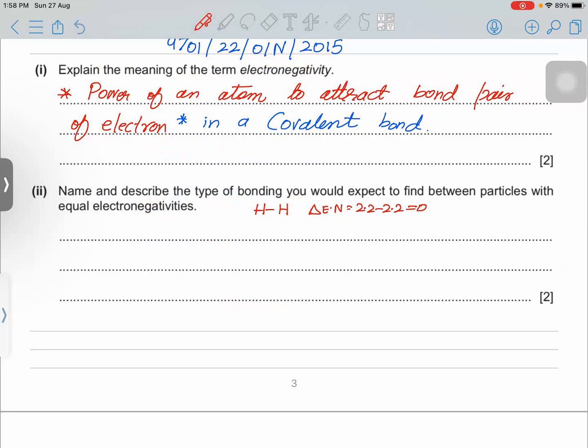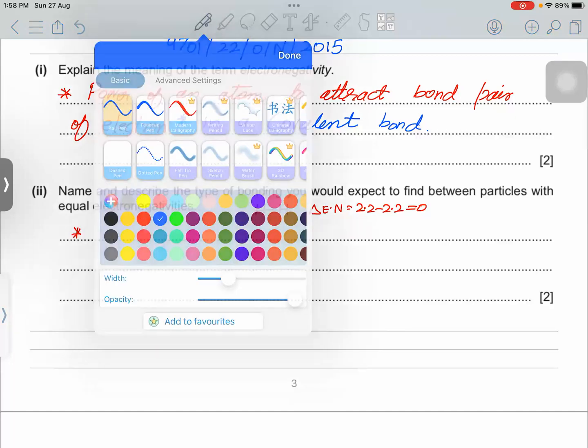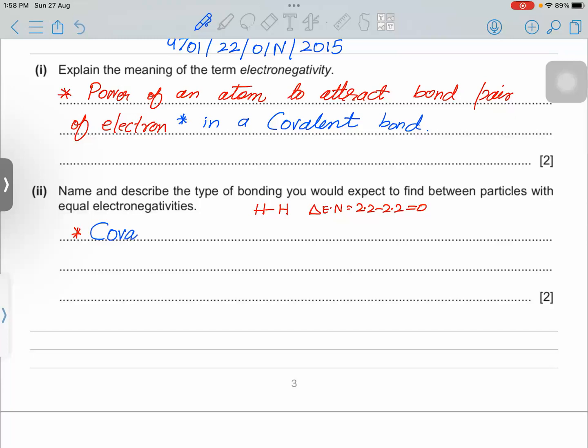Covalent bond. Name and describe the type of bonding you would expect. Exactly, covalent bonding. This is for 2 marks, right? Yes. So first is covalent bonding. And then describe what is covalent bonding.